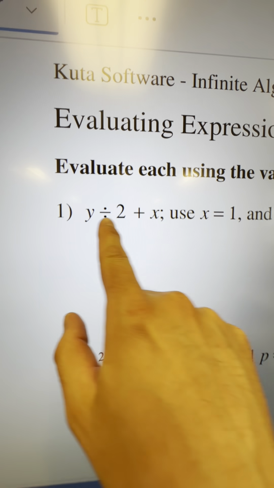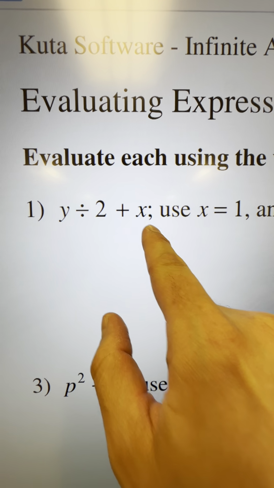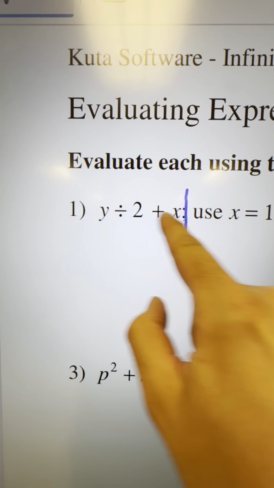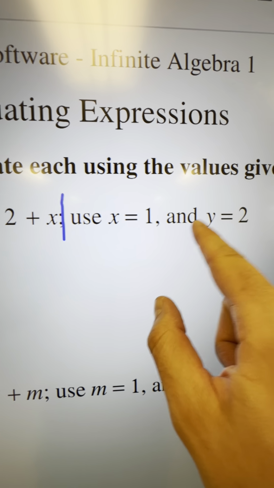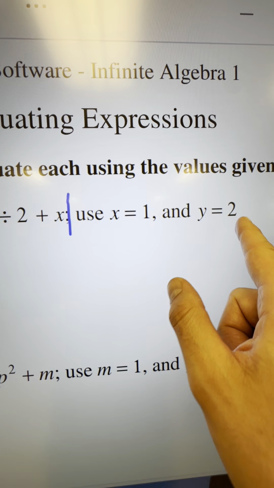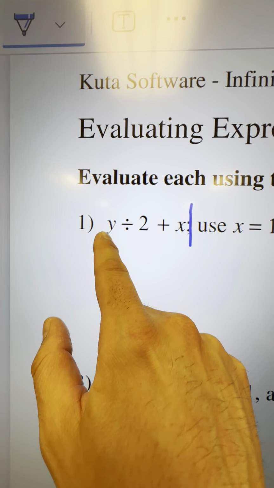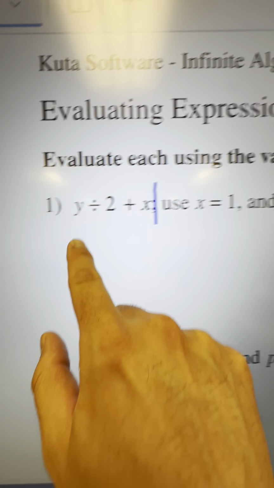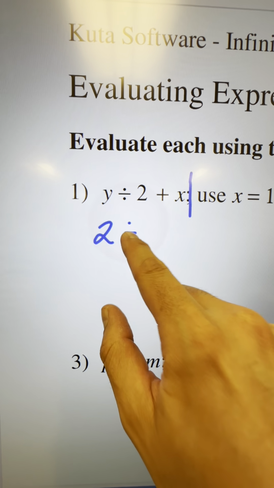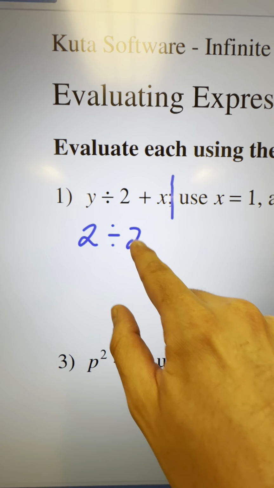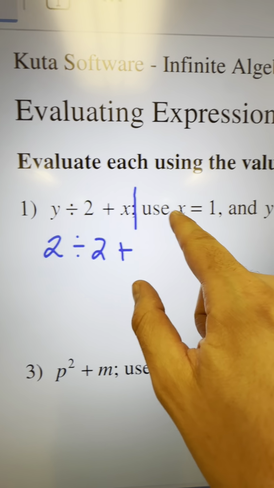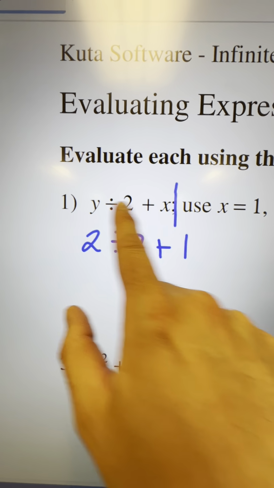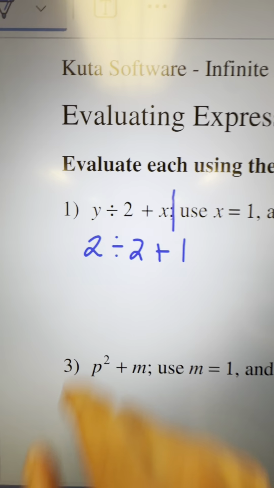So in the first example, notice that the problem is separated by a semicolon. So the problem ends here, and we're going to use x equal to 1 and y equal to 2. These are my given values, and I'm going to replace these in place of the variables over here. So for y, you can see y is 2. So I'll replace y with 2, write my division sign, and 2, bring that down, plus the x value is equal to 1. So again, step 1, you're going to substitute your given values.